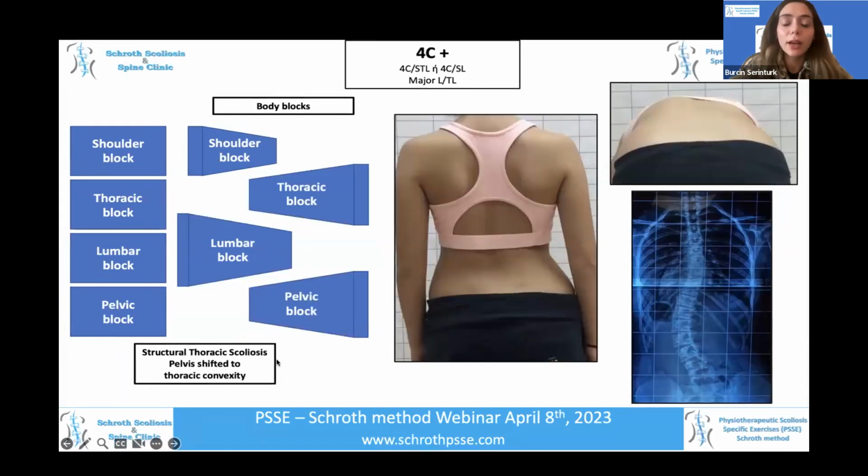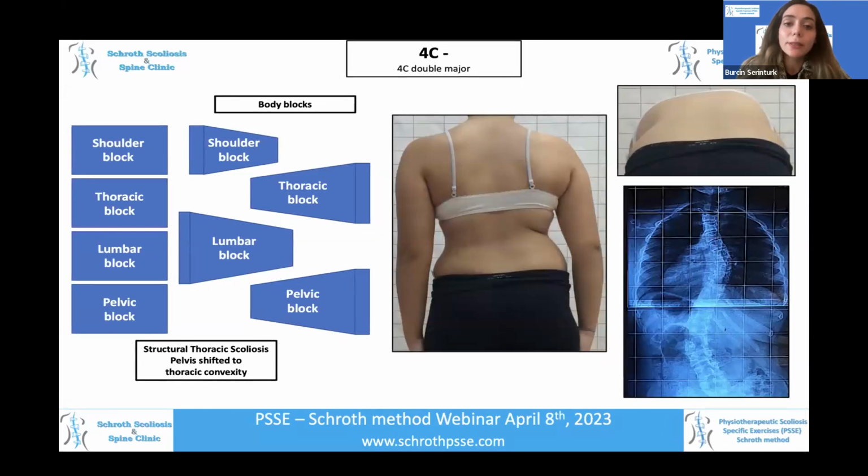And moving into the next type, 4C type. 4C means we have structural thoracic scoliosis and pelvis on thoracic convexity. If we have 4C, there must be lumbar curvature, because we say structural thoracic scoliosis and pelvis on thoracic convexity. We have structural lumbar curvature. And how can we decide plus? We move on to the third question. Is overcorrection allowed for the main curve? If we have 4C with minor thoracic, we call it 4C plus. And plus means overcorrection is allowed for the main curve. Main curve is lumbar curve for this type.